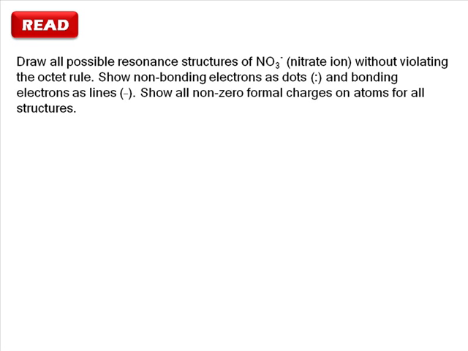After you've read the question, be sure you understand it. This question requires us to draw all possible resonance structures for the nitrate ion where the octet rule is not violated. So every atom must have an octet. It also asks us to show all non-zero formal charges. In other words, put the charge associated with each atom on that atom. Do not just give an overall charge for the molecule.